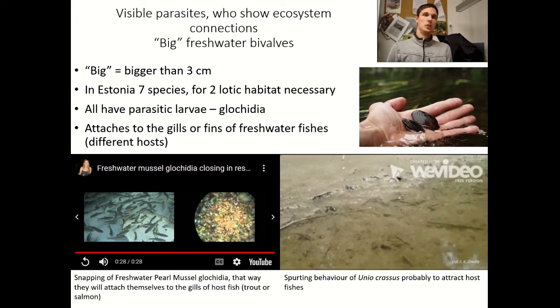But it has also been researched that some of the glochidia get eaten by the host fish, and also quite a lot of the glochidia never fall on the fish, they just fall to the river bottom or somewhere else.